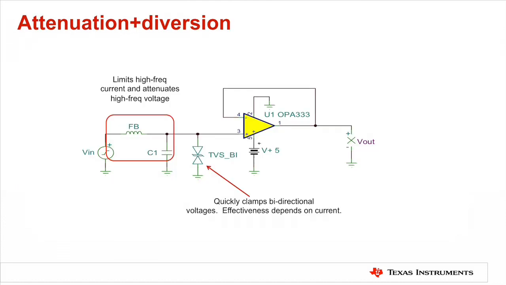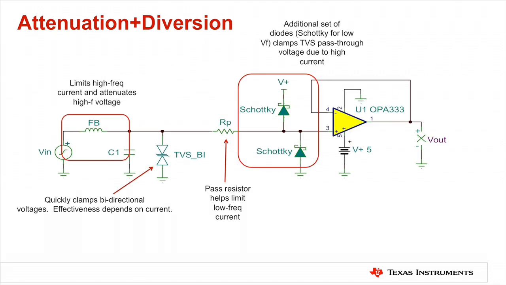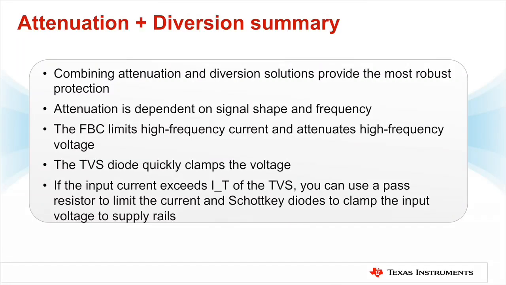If you combine attenuation and diversion strategies, a very robust solution is realized. The transient signal first encounters the ferrite bead and capacitor filter, where high-frequency voltage is attenuated and high-frequency current is reduced. If the transient is still of sufficient magnitude following the filter, the bidirectional TVS diode will quickly clamp the transient signal to ground. But it could be less effective if there is still a lot of current flowing from the transient signal. To fix this, a small pass resistor can be put in place to limit current, followed by a pair of Schottky diodes that will clamp the I/O lines to the supply rails and within the absolute maximum ratings of the IC.